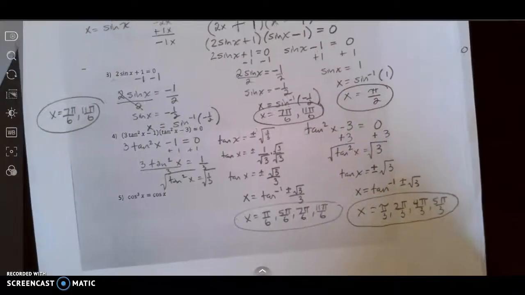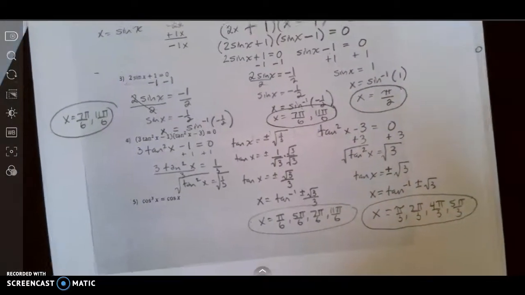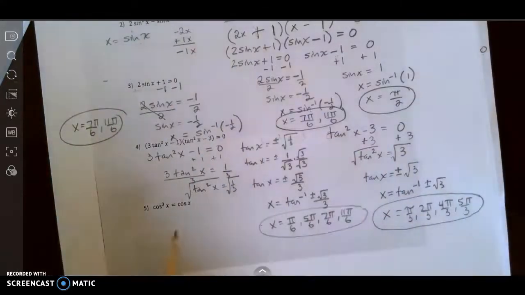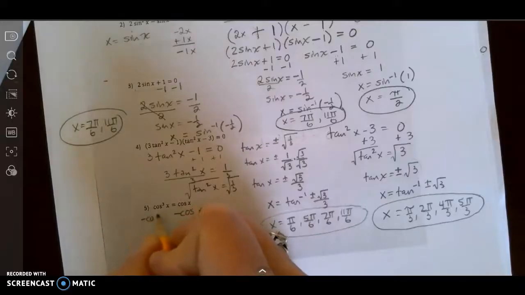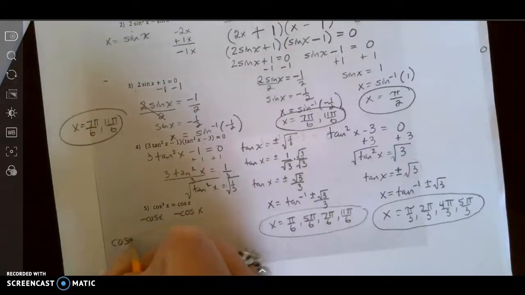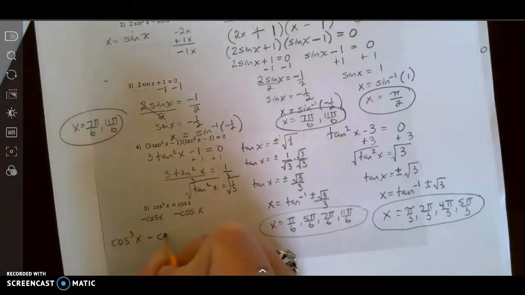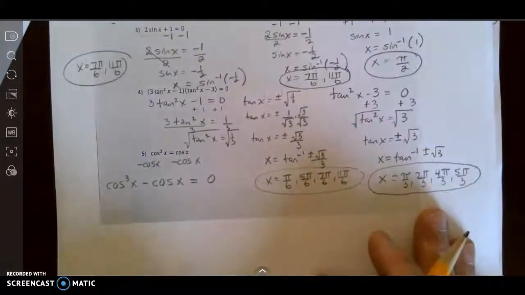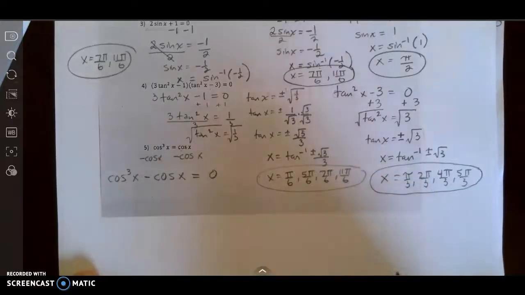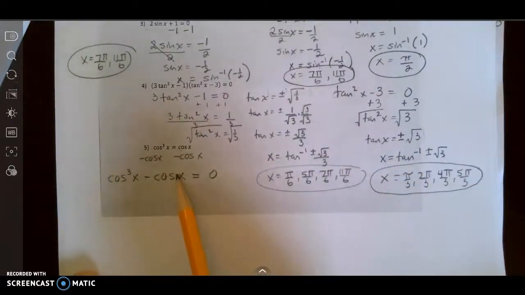Let's look at number 5. All right, we haven't had one that looks like this. I'm thinking we should set it equal to 0. Let's see if that will help. So I'm going to subtract cosine of x from both sides. And I get cosine cubed of x minus cosine of x equals 0. This is not a quadratic, so I can't factor it the way I would factor number 2. But I do notice that these both have a cosine of x.